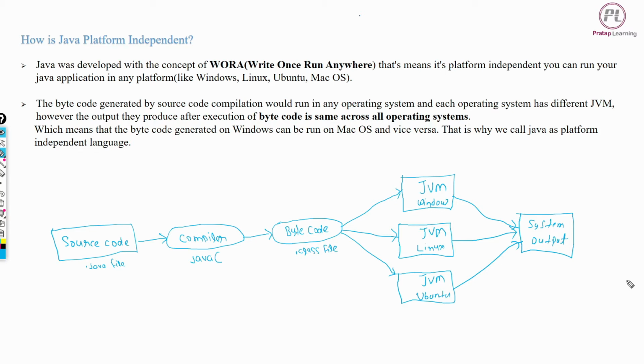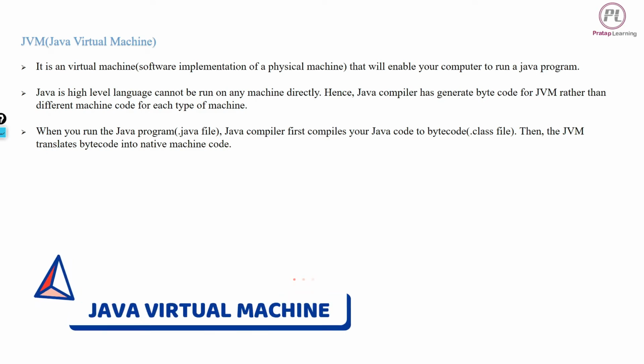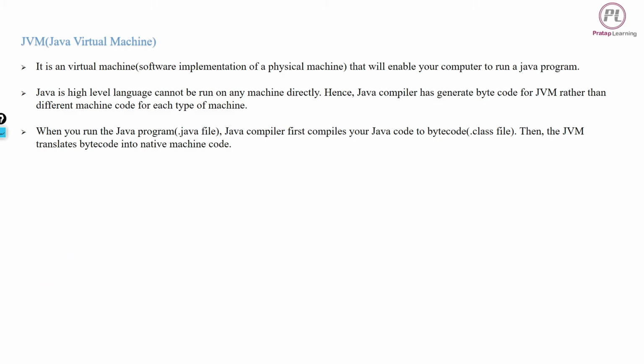Next, we will move forward to JVM. JVM stands for Java Virtual Machine, and it is a virtual machine. Virtual machine means a software implementation of a physical machine. It will enable our computer to run a Java program. So basically, JVM is responsible for executing the Java program line by line. Hence, it is also known as an interpreter.